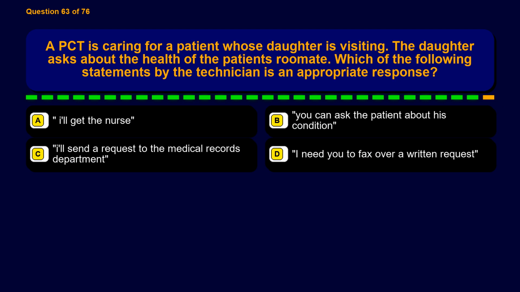Question 63. A PCT is caring for a patient whose daughter is visiting. The daughter asks about the health of the patient's roommate. Which of the following statements by the technician is an appropriate response? Option A, I'll get the nurse. Option B, you can ask the patient about his condition. Option C, I'll send a request to the medical records department. Option D, I need you to fax over a written request.